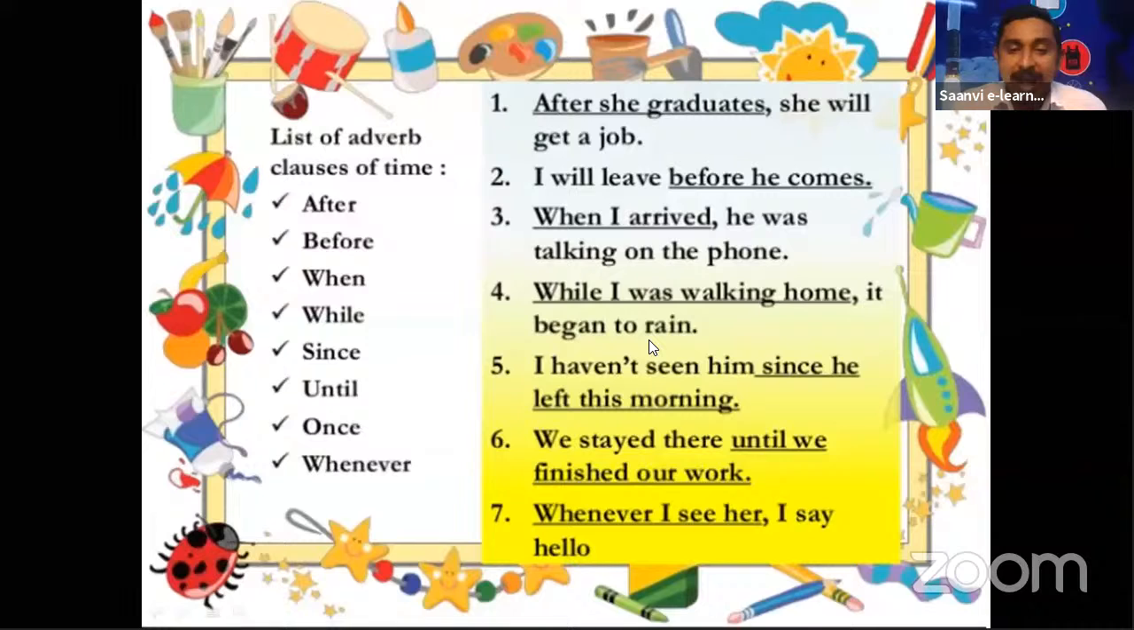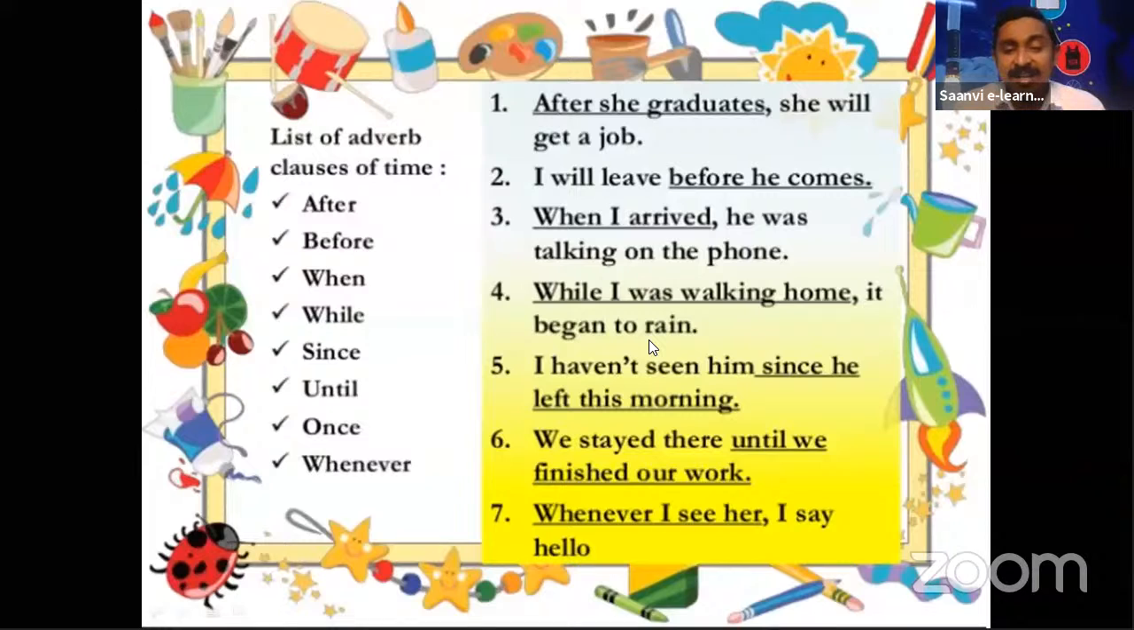Since: I haven't seen him since he left this morning. From the time he left this morning, I haven't seen him. Until: we stayed there until we finished the work. Up to what time did we stay there? Until we finished the work.